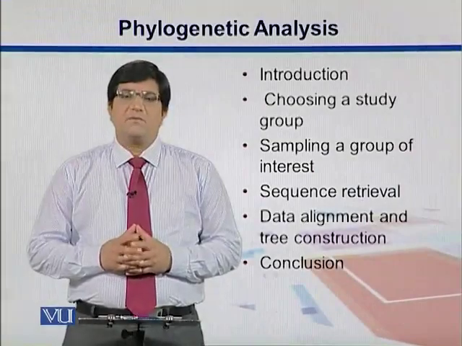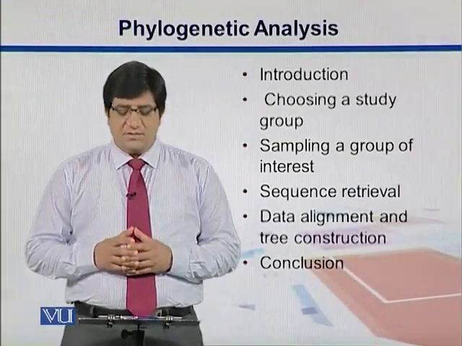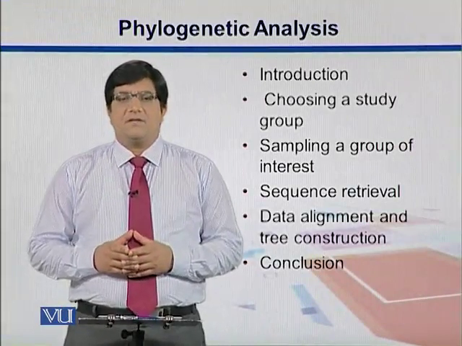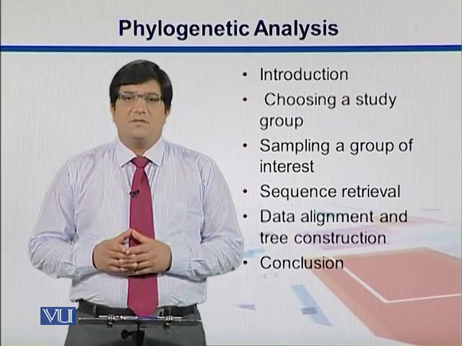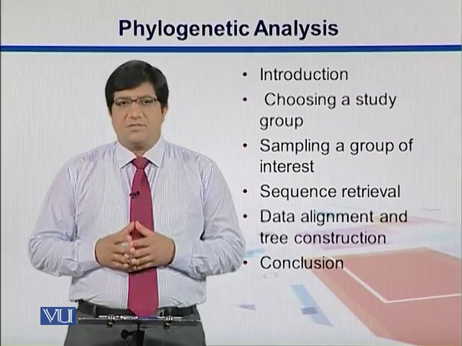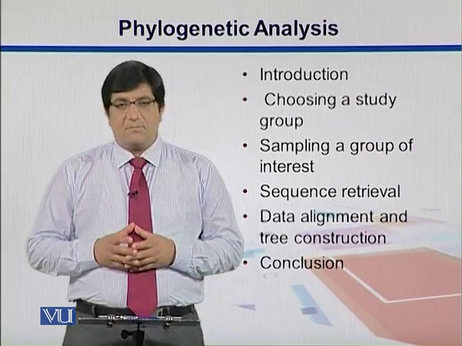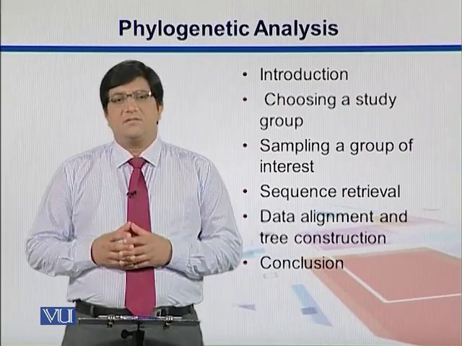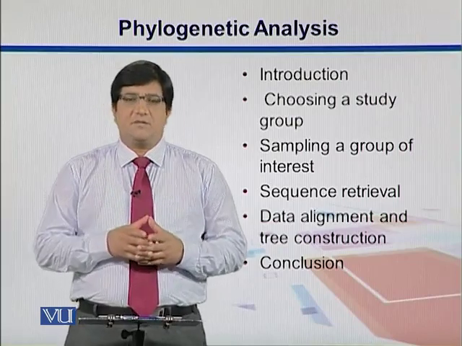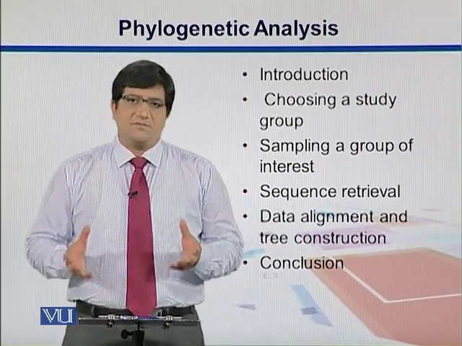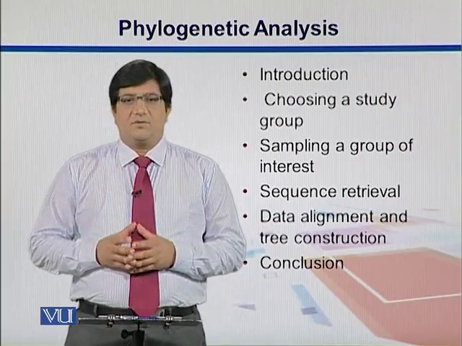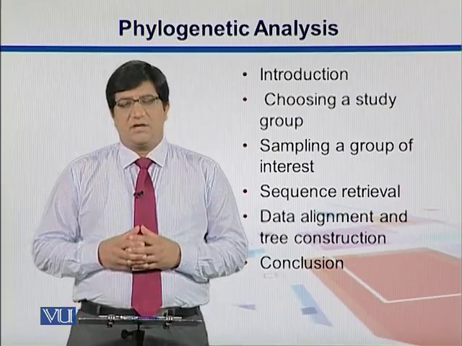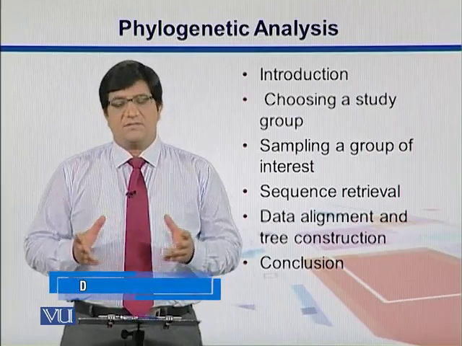So let's see how we can perform this phylogenetic analysis. There are multiple steps. First of all, we will define our problem, or we can have a study group from which we are trying to infer some evolutionary relationships. We do some sampling and we get to our group of interest. We try to get their sequences from the databases, or sometimes we have sequences which we generate from our labs, and then after that you do the sequence alignments and then you reconstruct your trees.